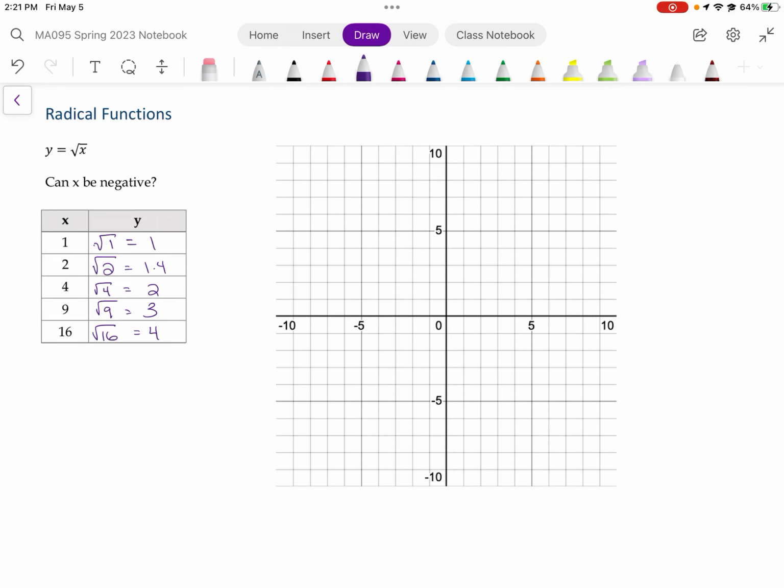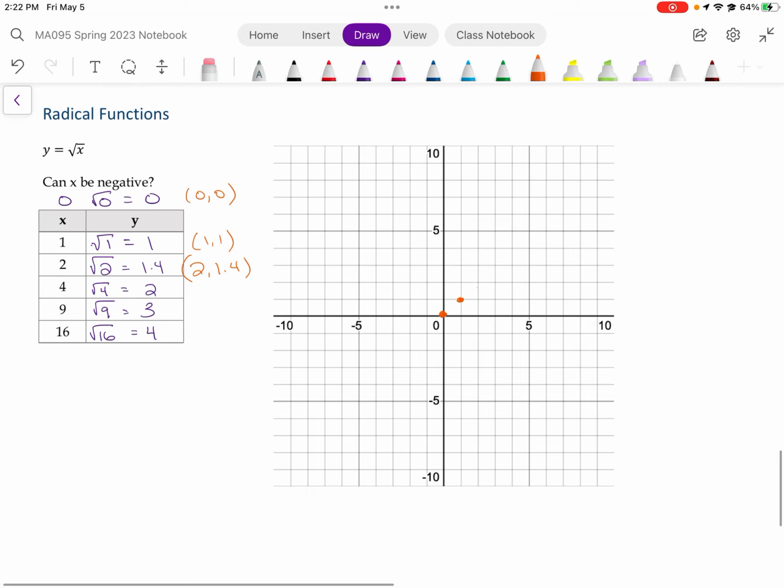So let's plot this. And oh, I should have put in 0 because that's where it starts. The square root of 0 is 0. So our point there is 0, 0. I'm going to do this in orange so we can see it. 0, 0. The next point is 1, 1. If you want to put these as points, you can. 2 and 1.4 and so on. Or you can just use it straight from the table, which is what I'm going to do for the rest of the points. So there's 1, 1. 2 and 1.4 is probably about right there.